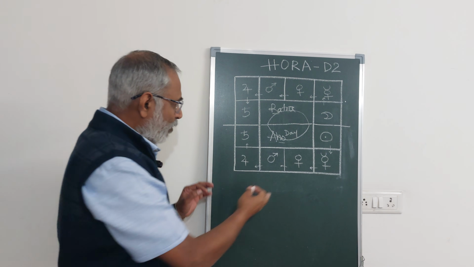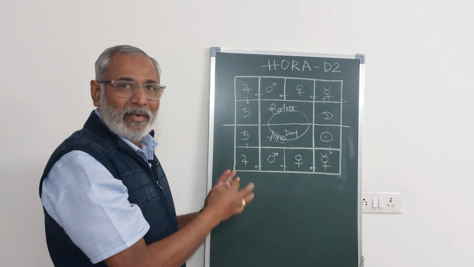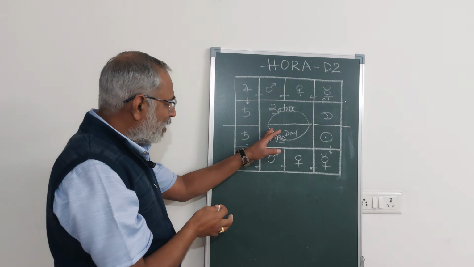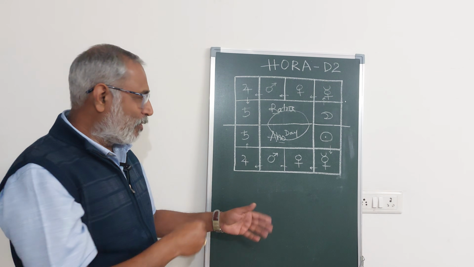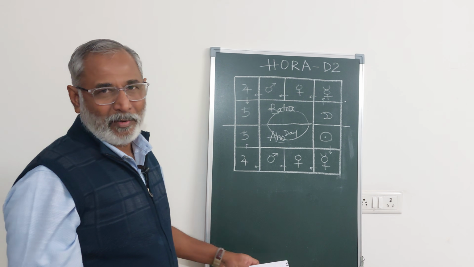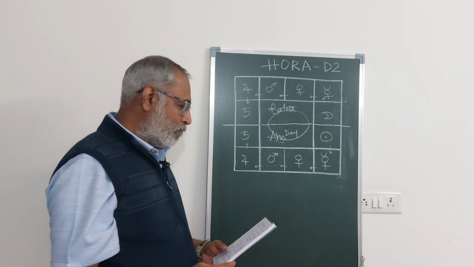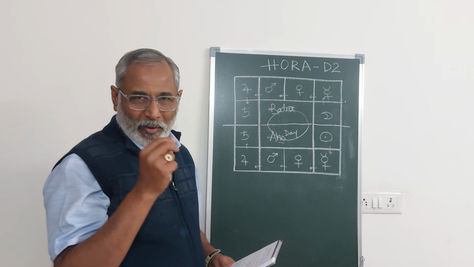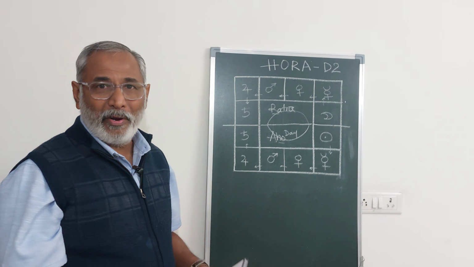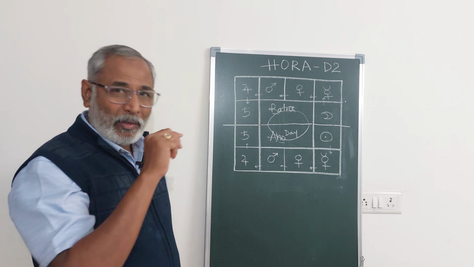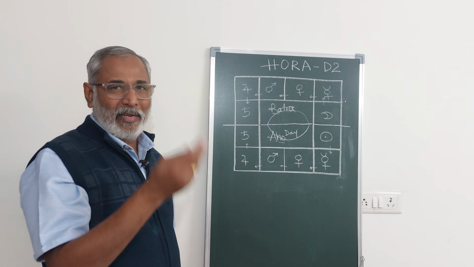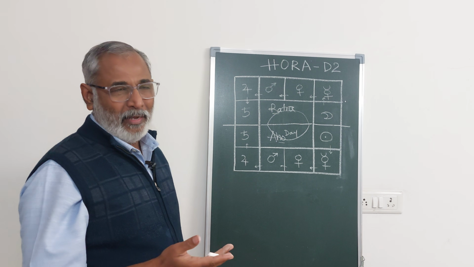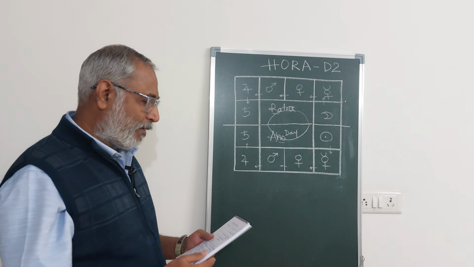The allotment of day and night is a little different. It is not that easy as I showed it here. I'll come to that in another 5-10 minutes. I'll be clearing that. The period of light and the period of darkness. The period of light is ruled by sun. We all know this. In the daytime, sun rules the day and moon rules the night.